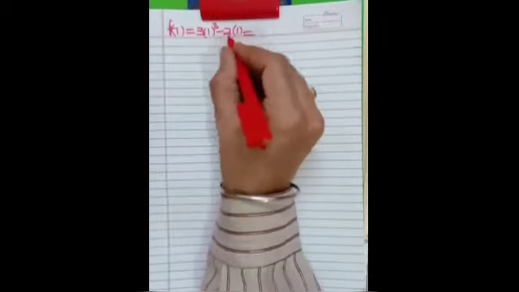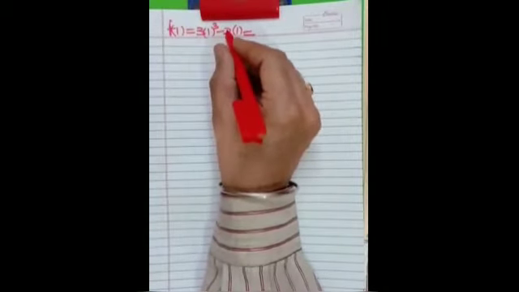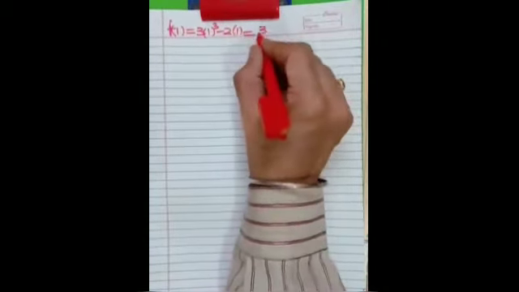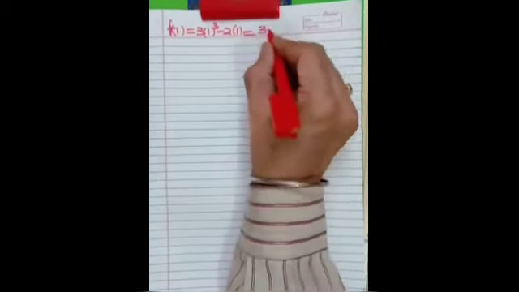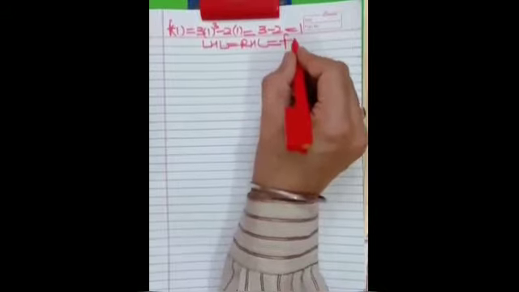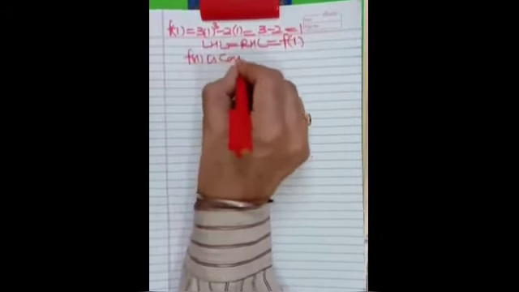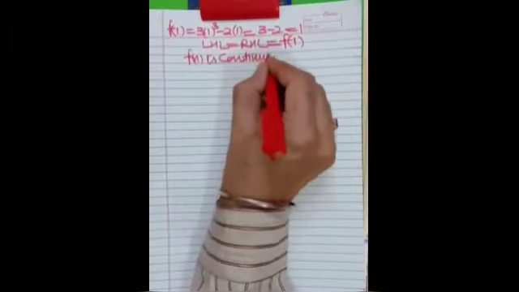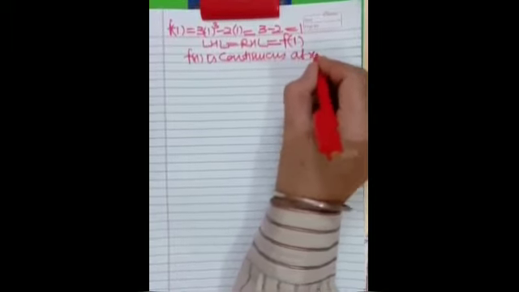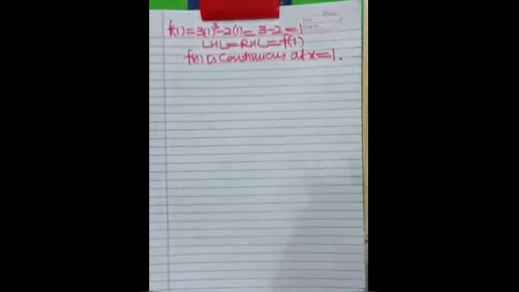f(1) means the value of the function at x equal to 1. Because equality lies in the second function, we will put there 3 minus 2, that is 1. LHL is equal to RHL is equal to f(1). f(x) is continuous at x equal to 1. The function is continuous at x equal to 1.